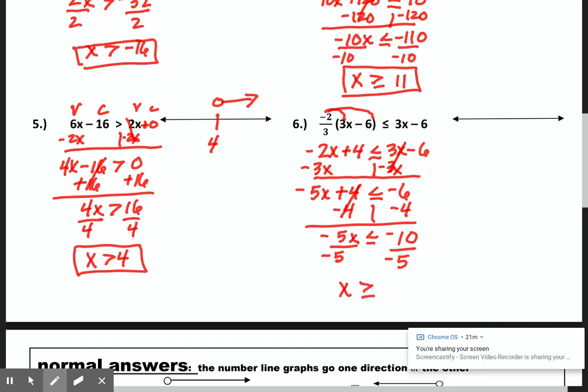Negative 10 divided by negative 5 is positive 2. So x is greater than or equal to 2. So we're going to come over here and we'll put our 2 right there. And then it will be a closed circle, and numbers greater than 2 will go to the right.